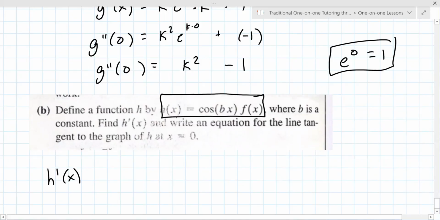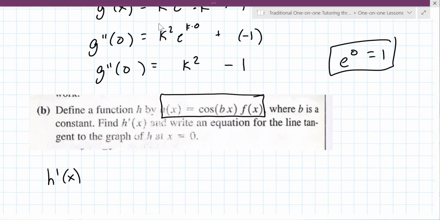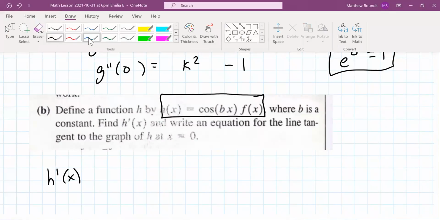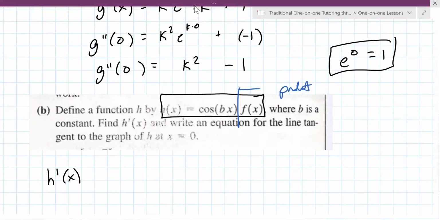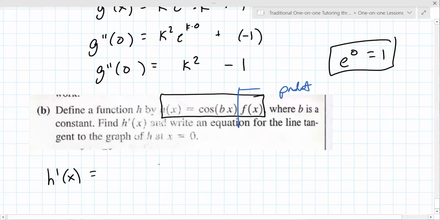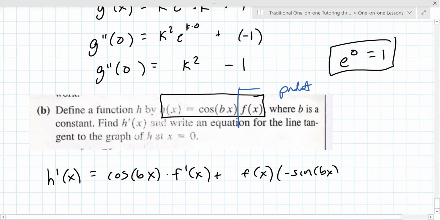When you look at this, I know it's got symbols and functions, but do you see that it's a product rule? Yes, that's critical here. So it's cosine bx times f prime of x, plus f of x times negative sine bx, times the derivative of the inside function, which is b.